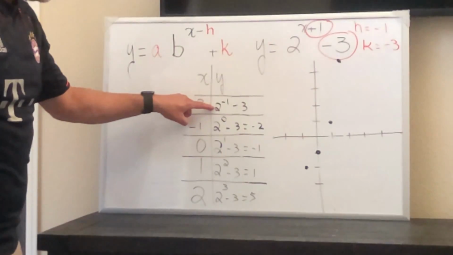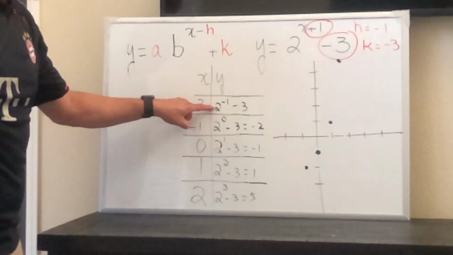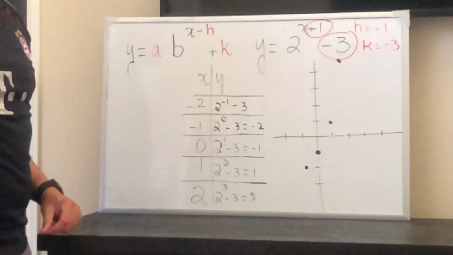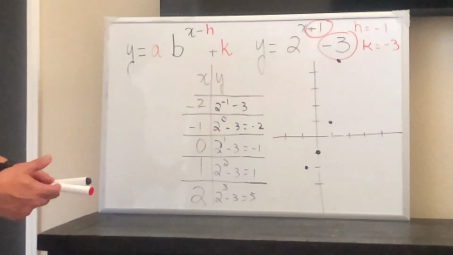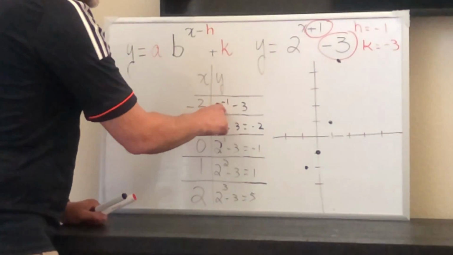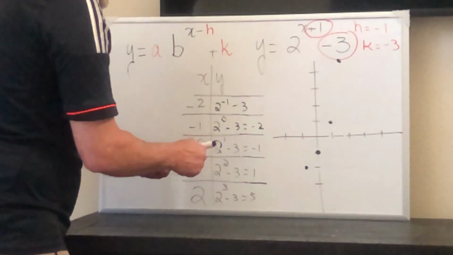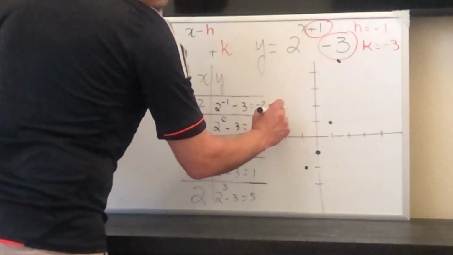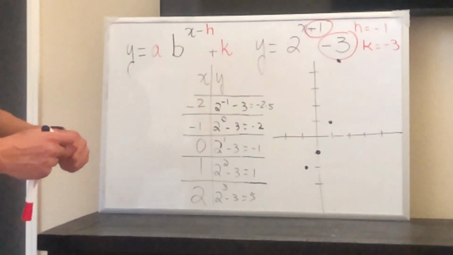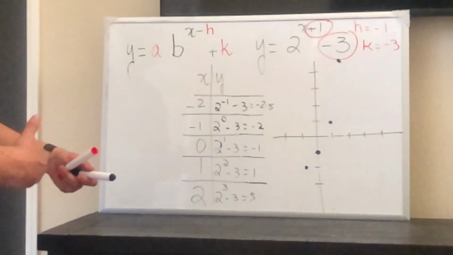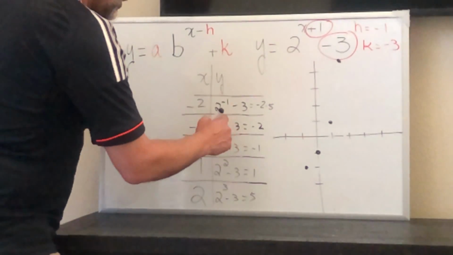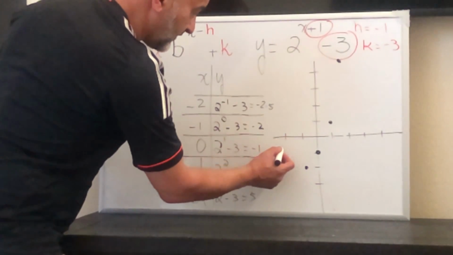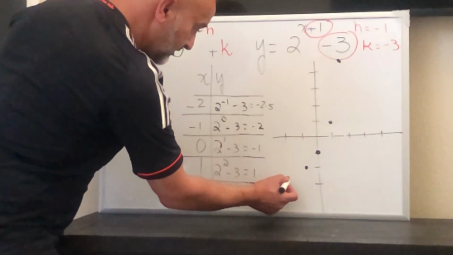So the reciprocal of 2 is 1/2. 1/2 to the power of 1 is just 1/2. 1/2 minus 3 is negative 2.5. I could have written that as negative 5 over 2, or negative 2.5. So at negative 2, we get negative 2.5.